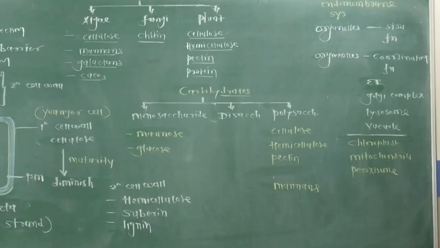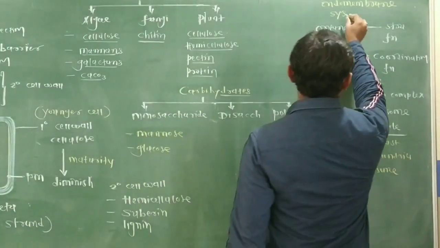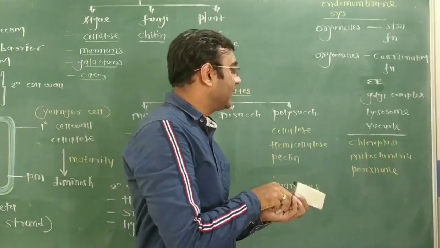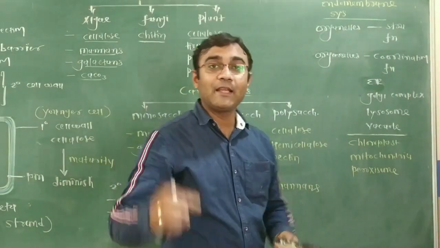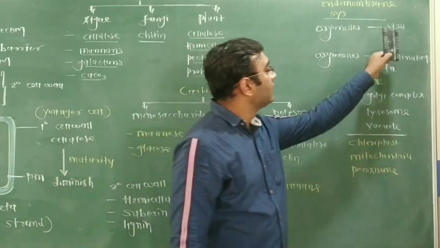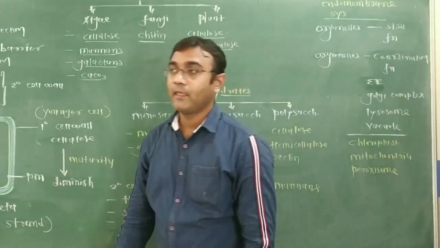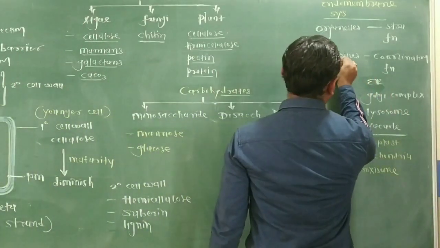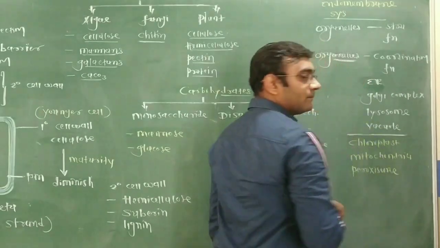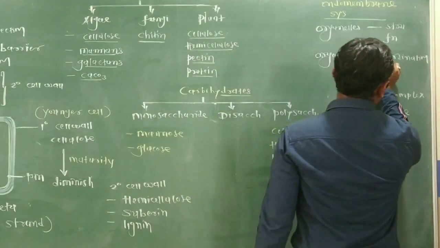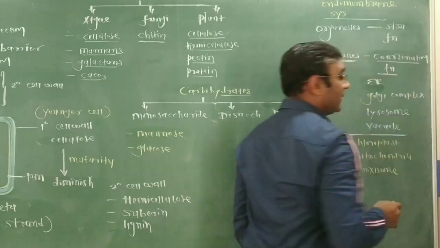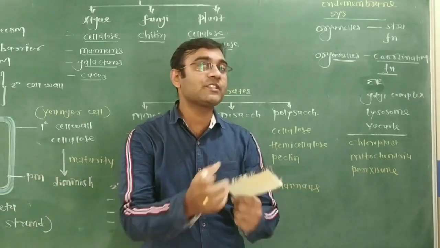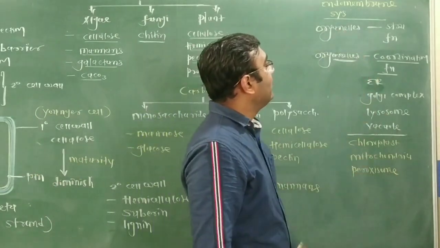Now the next topic is the endomembrane system. We know clearly that every organelle has its own distinct structure and function. But some of the organelles coordinate to carry out their function. It means the functions of the different organelles are associated with each other, and that forms the endomembranous system.